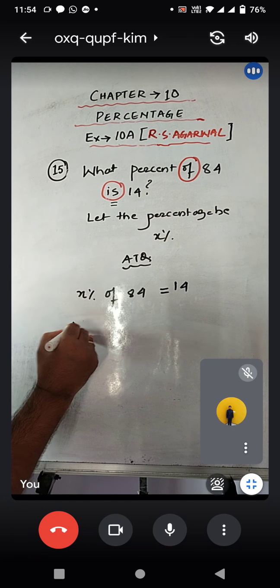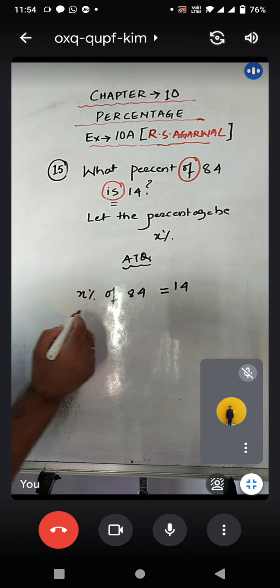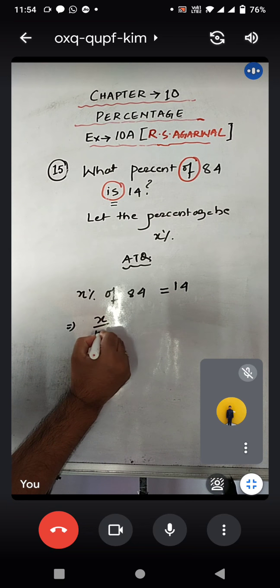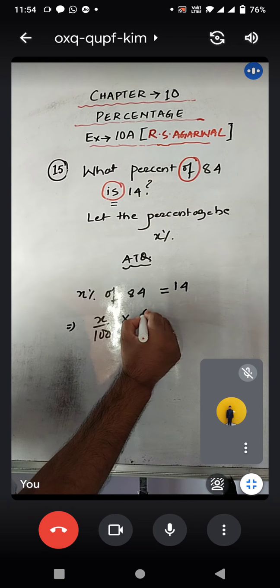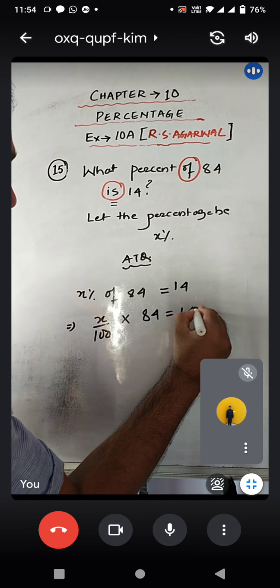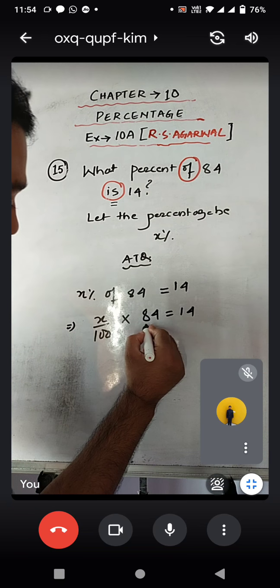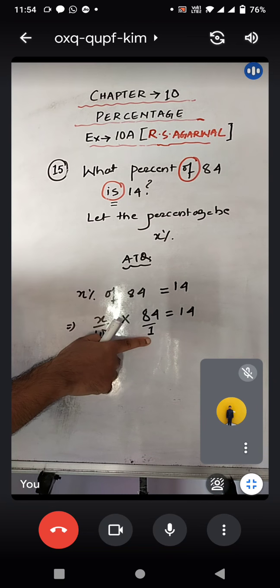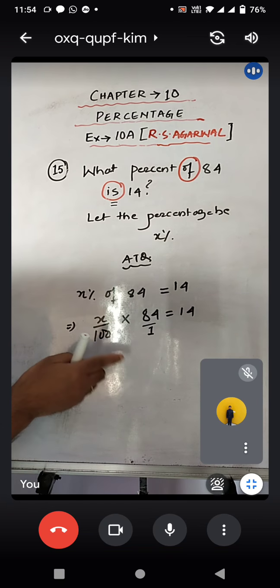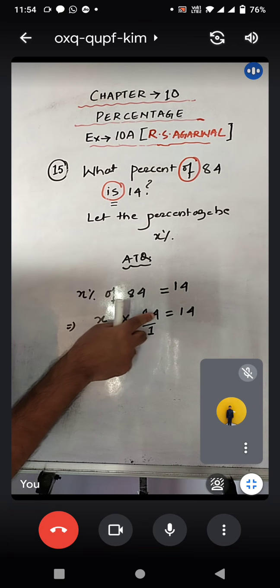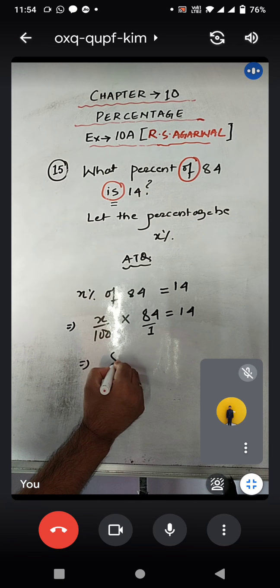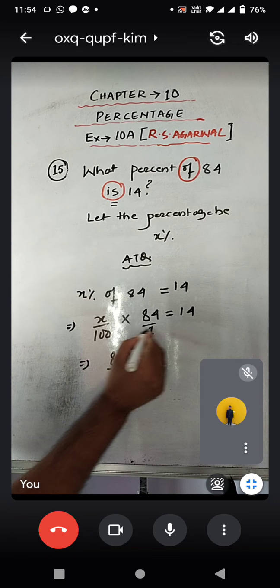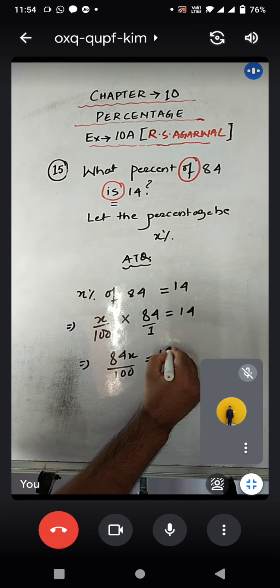Fine. So now we know that if you have to remove this percentage sign, we have to divide the x by 100. In place of of you will put the multiplication sign, then you will write 84 and then you will write 14. So now 84 is having 1 as a denominator, we all know that. Now I will multiply numerator with numerator and denominator with denominator. So it will look like x into 84 is 84x, 100 into 1 is 100. That would be equals to 14.